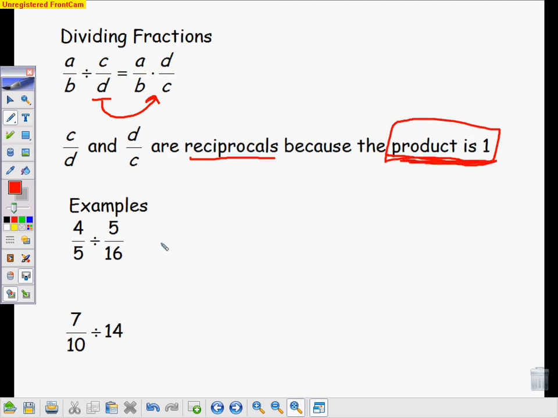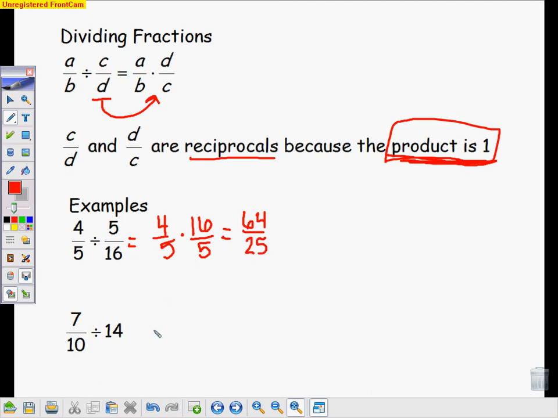All right, so let's check this out. Rewriting 4/5 divided by 5/16 into 4/5 times 16/5. Now, does anything reduce for us on this one? It does not appear that anything will. So we're going to go ahead and have to multiply those. You might need to dig a calculator out, and we're going to get 64 over 25.